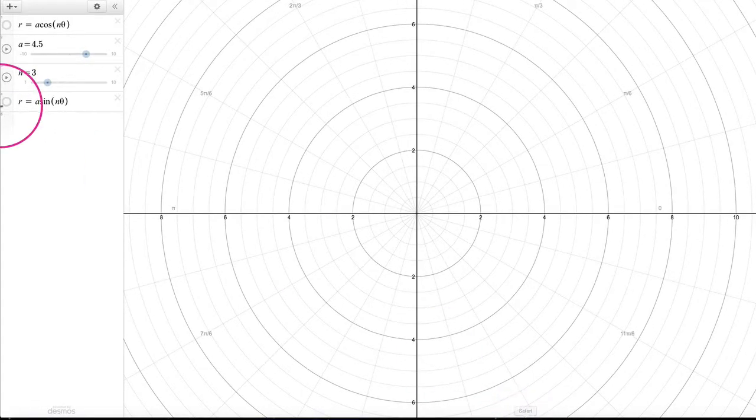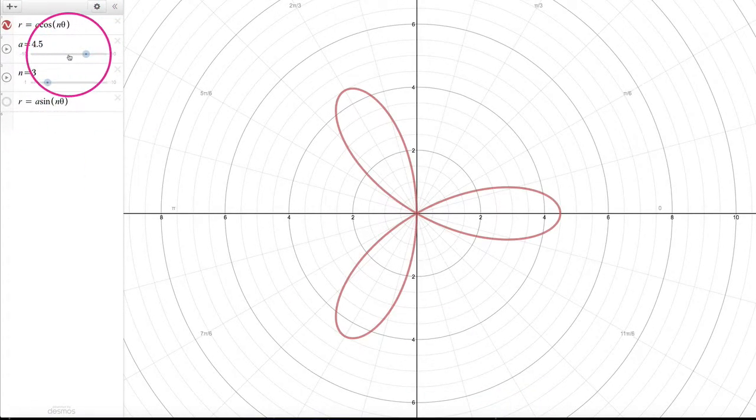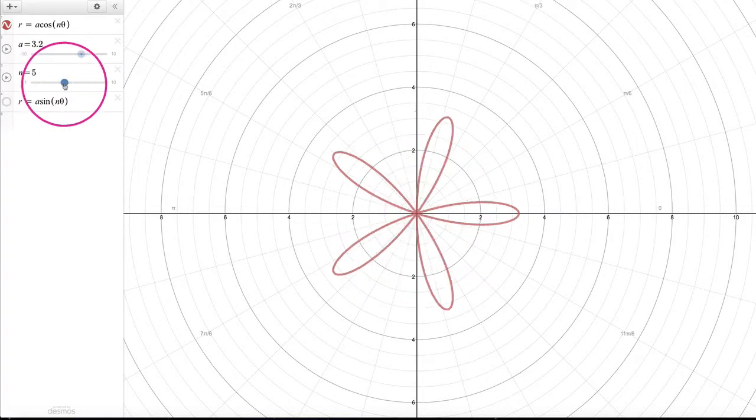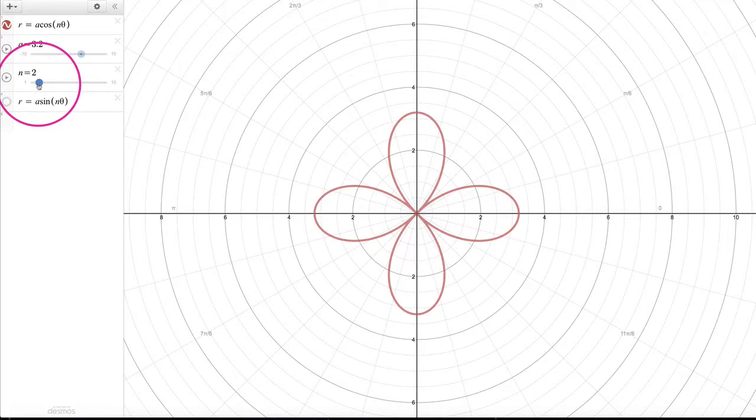And we can demonstrate this really quickly here. All of our cosine graphs, no matter what A is and no matter the number of petals, you'll notice that they all start over here on the right side. So we're going to use that to our advantage here.